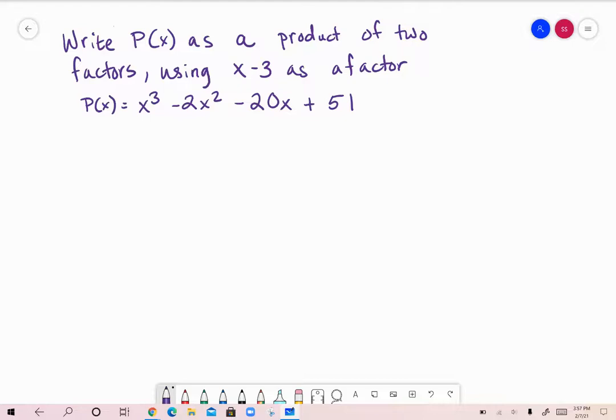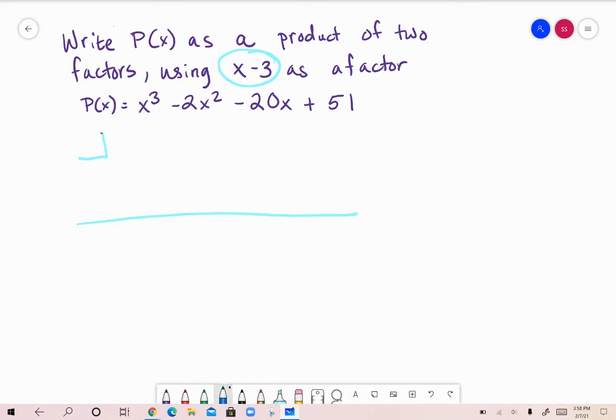So here's a question that says, write p of x as a product of two factors using x minus 3 as a factor, and p of x equals x cubed minus 2x squared minus 20x plus 51. So this is your thing that you're going to take and put in our little box. Remember, we're using synthetic division.